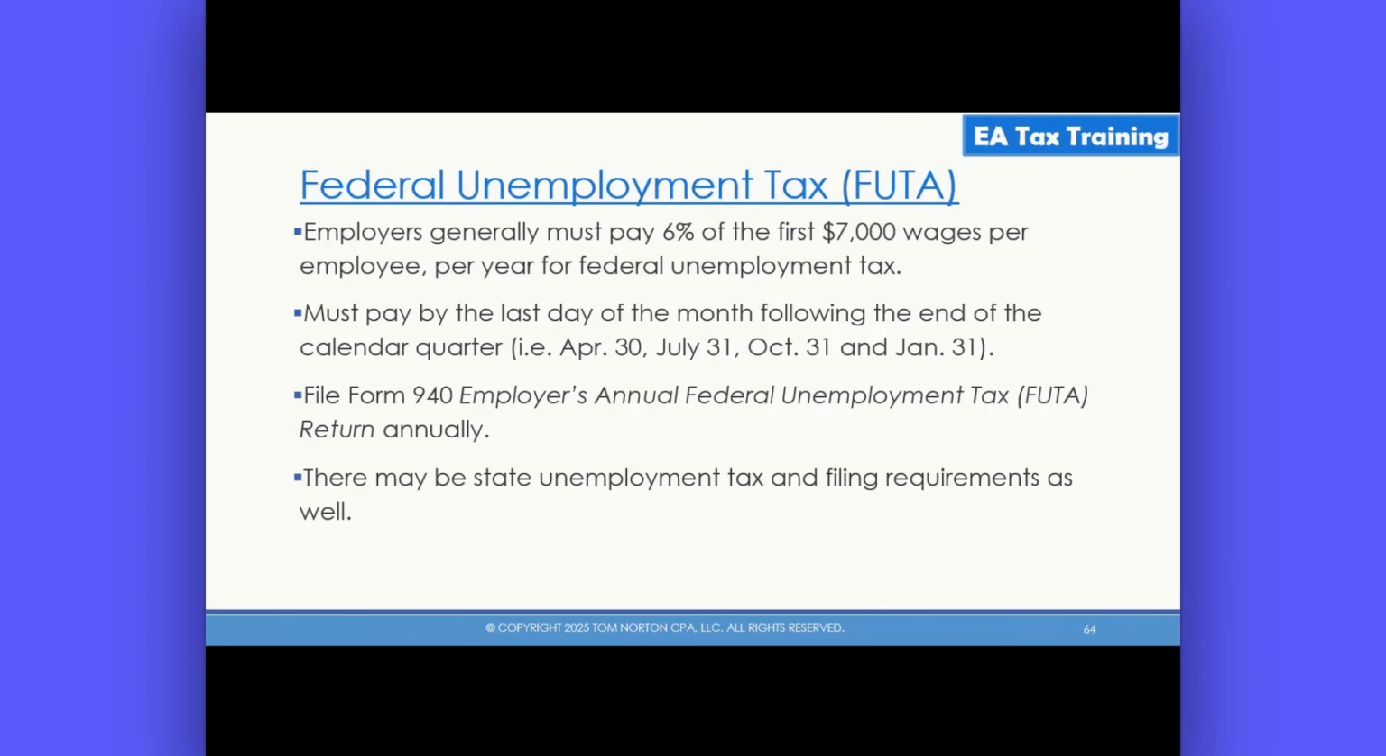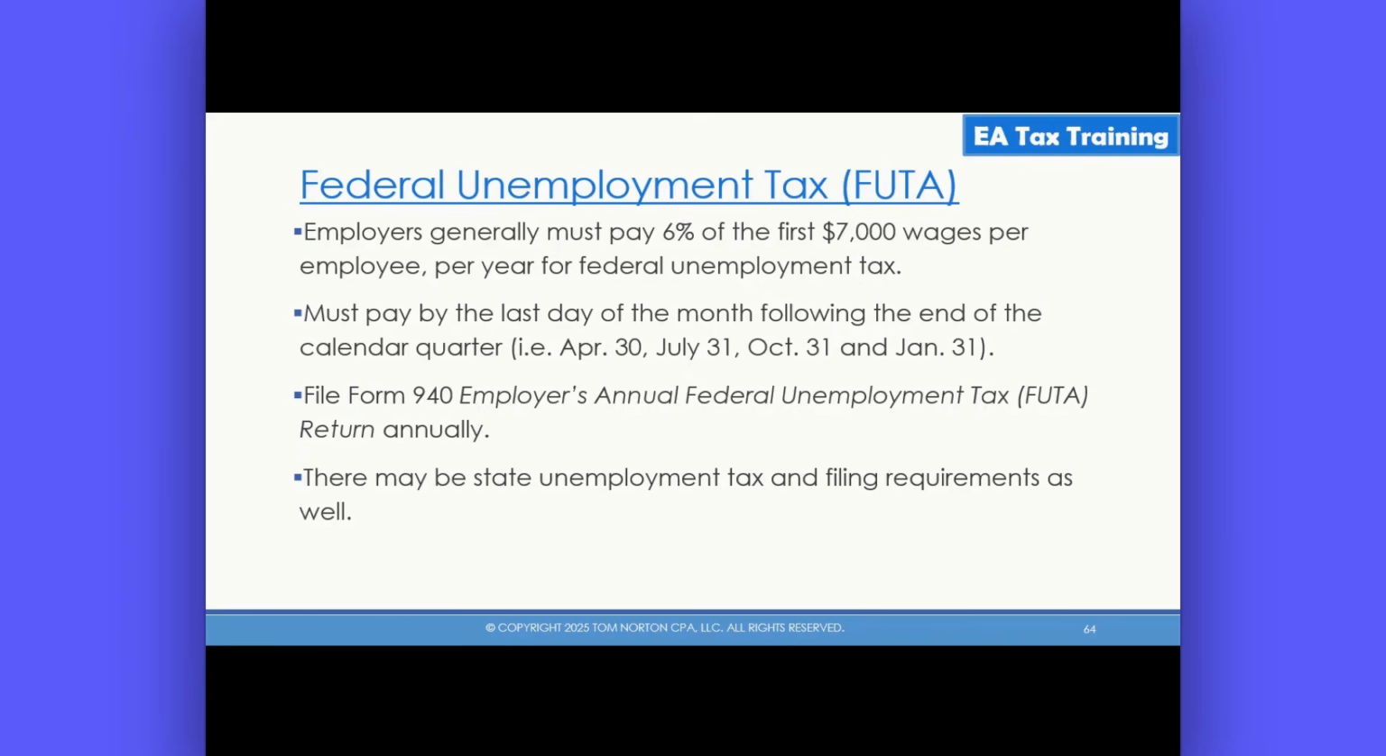FUTA, which is the federal unemployment tax: employers generally must pay 6% of the first $7,000 of wages per employee per year for federal unemployment tax. So that is a maximum of $420 per year per employee. It must be paid by the last day of the month following the end of the calendar quarter. So again, that's April 30th, July 31st, October 31st, and January 31st. You report it annually on a Form 940.